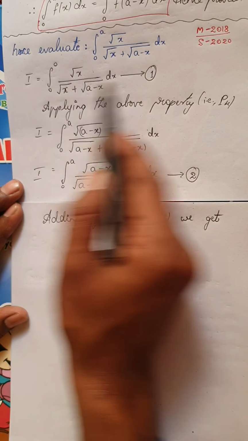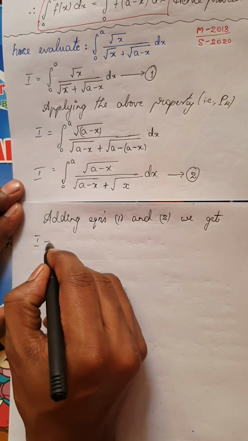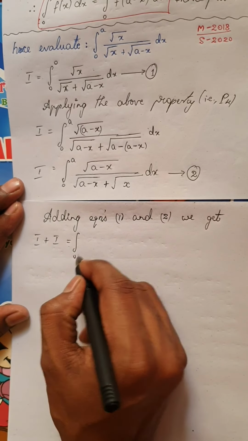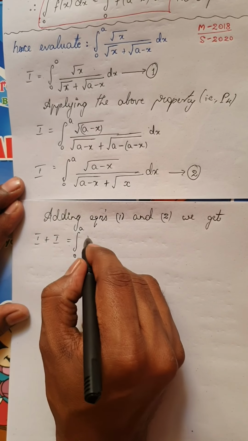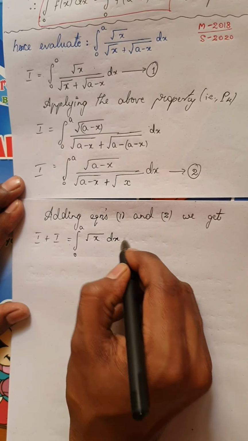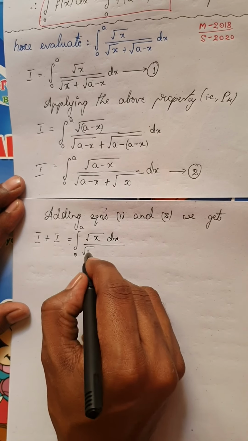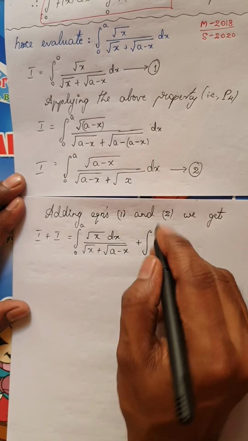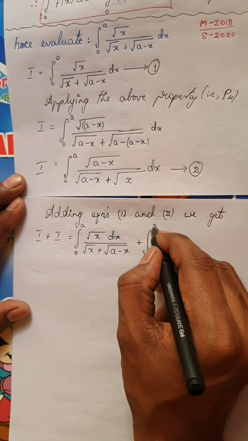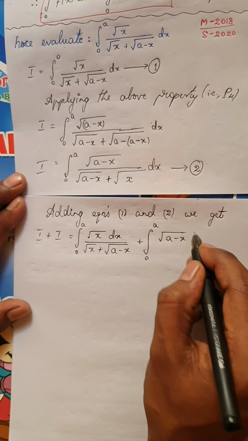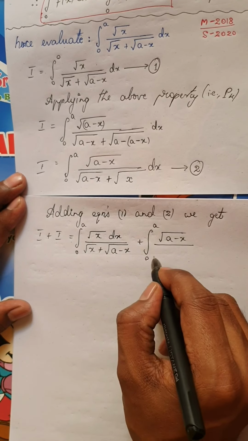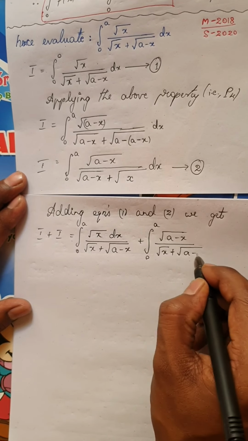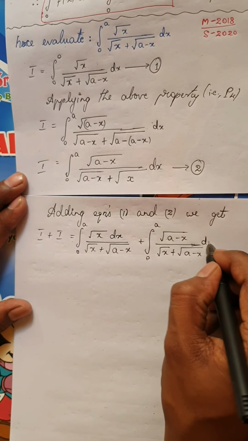So the left hand side of equation 1 and 2 is nothing but I plus I. So what is the first integral I have? 0 to a root x dx divided by root x plus root of a minus x, plus, now what is the second integral? It is 0 to a root of a minus x divided by, I can write it as root of a minus x plus root x or root x plus root of a minus x dx.